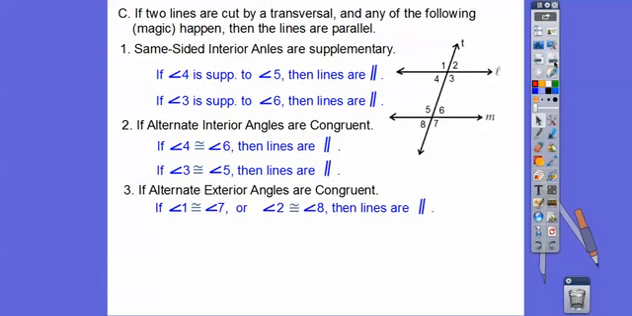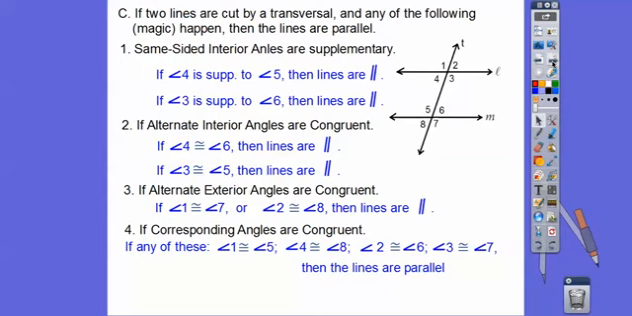And then corresponding angles. If corresponding angles are congruent, then the lines are parallel. Corresponding angles are the ones that lay right on top of each other where the lines come together, like 2 and 6, or 3 and 7, or 4 and 8, or 1 and 5. If we can show that any one pair of those are congruent, then those lines are parallel.